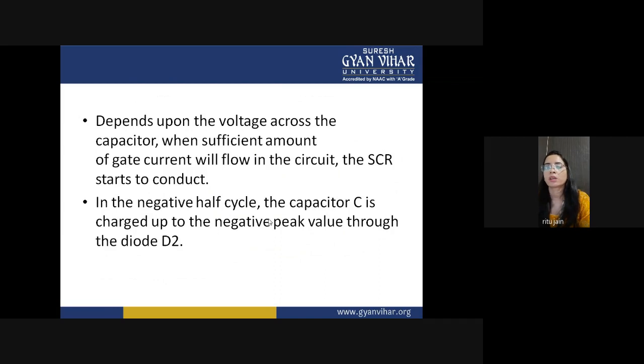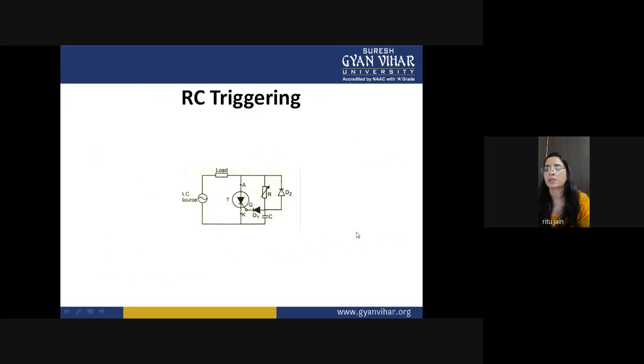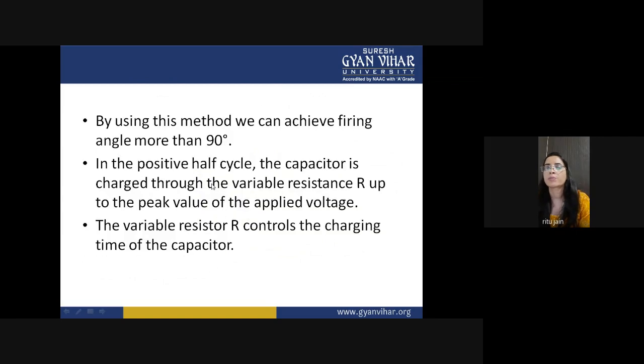Now, it depends upon the voltage across the capacitor. When sufficient amount of gate current will flow in the circuit, the SCR starts to conduct. You can see in the diagram that when it is charged at its peak, the diode will come into the forward biasing, and the current will start to flow through this diode, and it will supply or inject the electrons through the gate into the SCR. So in the positive half cycle, the capacitor is charged.